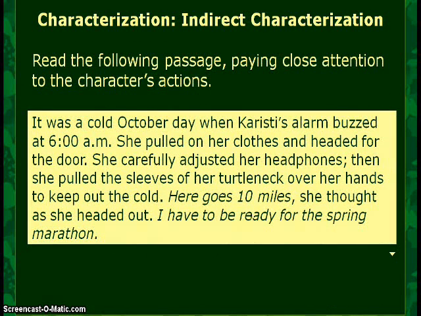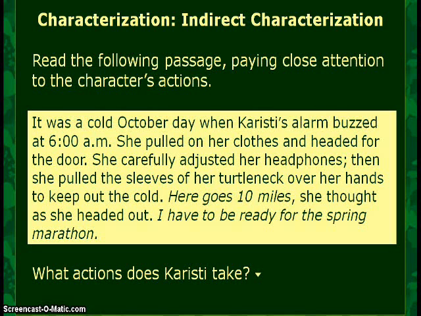Let's look at the following passage, and I'd like you to pay close attention to the character's actions. It was a cold October day when Christie's alarm buzzed at 6 a.m. She pulled on her clothes and headed for the door. She carefully adjusted her headphones. Then she pulled the sleeves of her turtleneck over her hands to keep out the cold. Here goes 10 miles, she thought as she headed out. I have to be ready for the spring marathon. What actions does Christie take?